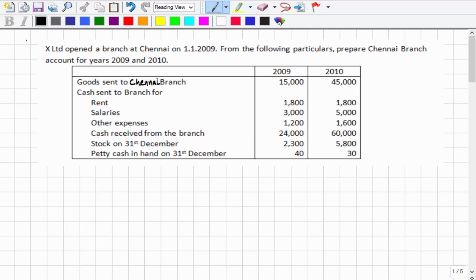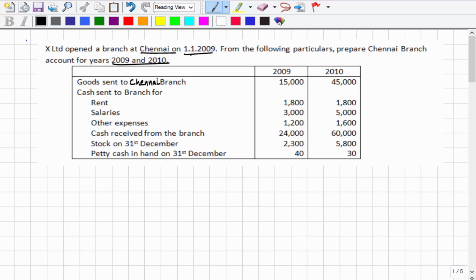Let's take this small example to understand how dependent branch accounts are prepared. We have X Limited opened a branch at Chennai on 1st January 2009. From the following particulars, prepare Chennai branch account for the years 2009 and 10.